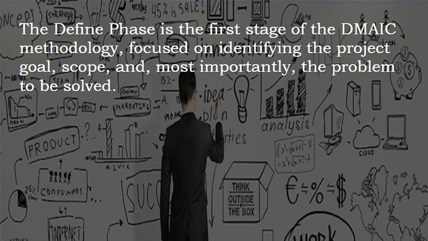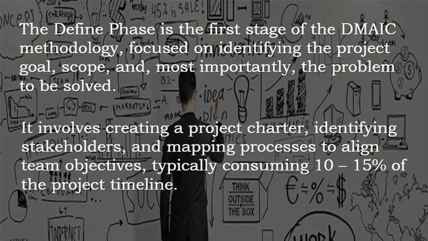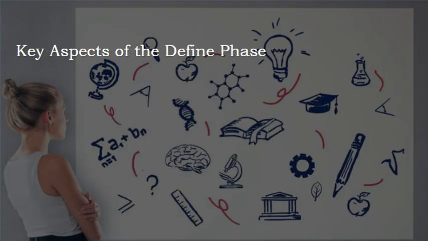The Define phase is the first stage of the DMAIC methodology, focused on identifying the project goal, scope, and, most importantly, the problem to be solved. It involves creating a project charter, identifying stakeholders, and mapping processes to align team objectives, typically consuming 10 to 15% of the project timeline. Key aspects of the Define phase include goal definition, clearly articulating the problem, objectives, and, crucially, the desired improvements to the process.